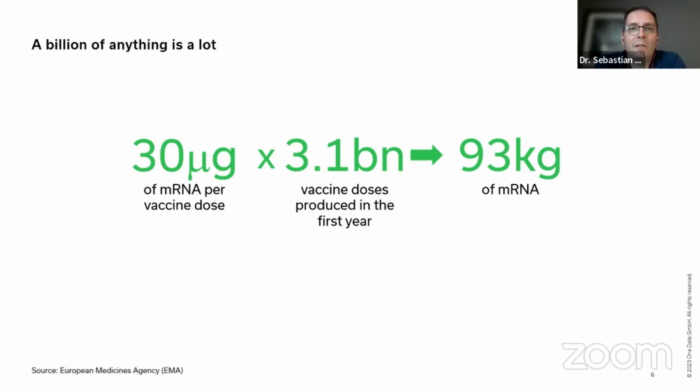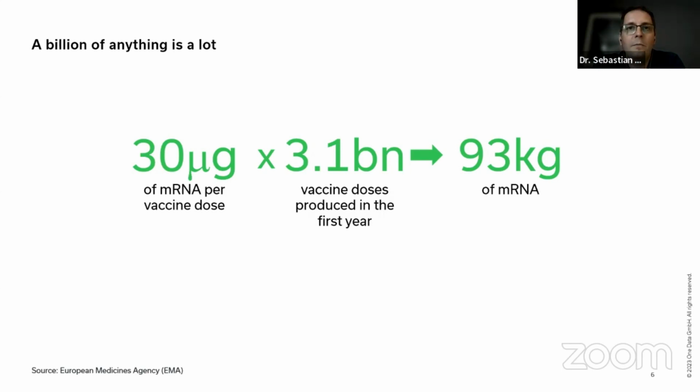So in fact, what BioNTech and Pfizer, together with their partners, accomplished was to produce 3.1 billion vaccine doses in the first year. And making a billion of anything is just a lot. So those 30 micrograms suddenly become 93 kilograms. That's about 200 pounds if you're not a fan of the metric system. And that's just the core component of that vaccine.